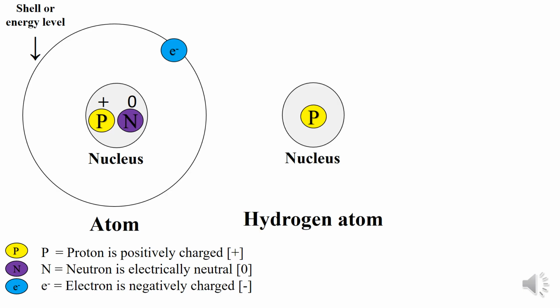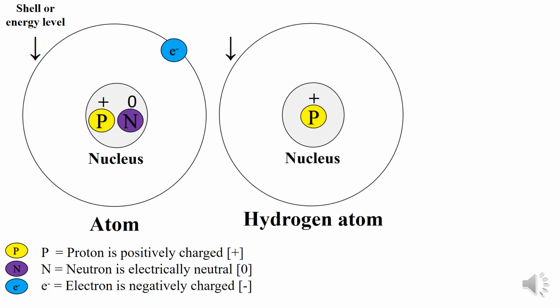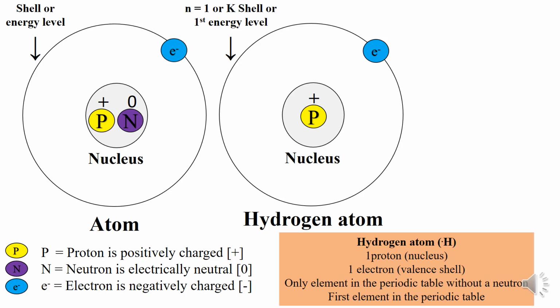The nucleus of the hydrogen atom contains only one positively charged proton, and only one negatively charged electron orbiting around the nucleus in its respective shell or energy level. Now the electron is present in the first shell, which is also the outermost valence shell of the hydrogen atom. Hydrogen is the first element in the periodic table, and it is the only element without a neutron.